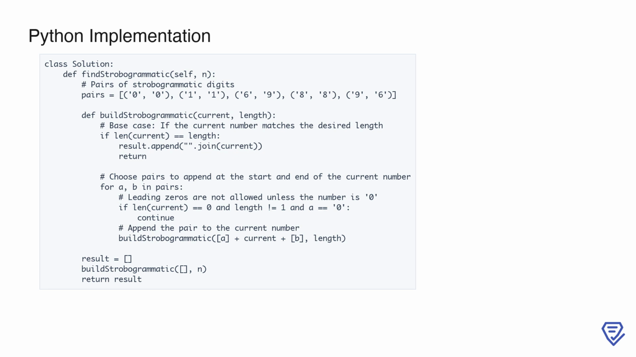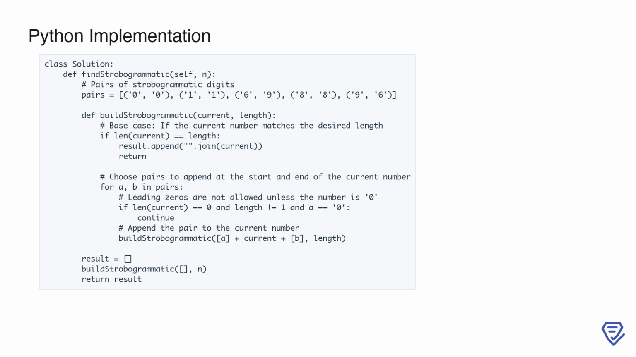The solution uses a recursive approach with helper functions. First, we define the pairs list containing valid strobogrammatic digit pairs: 0,0; 1,1; 6,9; 8,8; and 9,6. These pairs are crucial because they represent digits that remain valid when flipped and reversed. The buildStrobogrammatic function is a recursive helper that constructs strobogrammatic numbers.